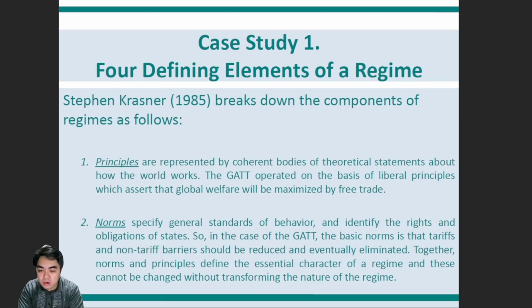Then we have also norms. Norms are basically standards of behavior. Again, good manners and right conduct for states, and they identify certain obligations and certain rights of states, what can be done by states and what states are obliged to do. So these are expectations largely, but in the form of conduct, in the form of how states ought to operate amongst themselves, and not only states but also NGOs and many other international actors.